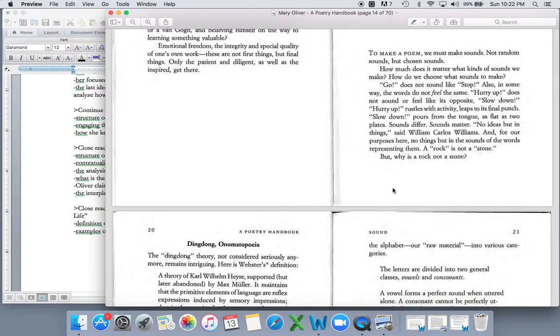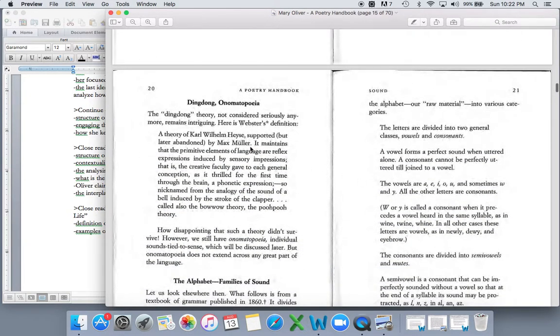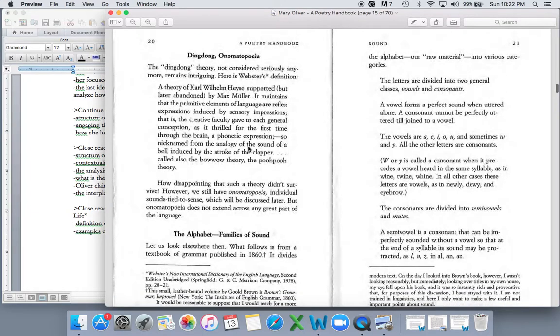And ends that section there. And she picks up in 20 with what I'm going to call the beginning of her definition section. So she's saying that sound matters and that sound is not random, but it's chosen. And she first needs to define how sounds are chosen, how sounds have similarities, and how sounds are grouped together. They're not just randomly thrown out there.